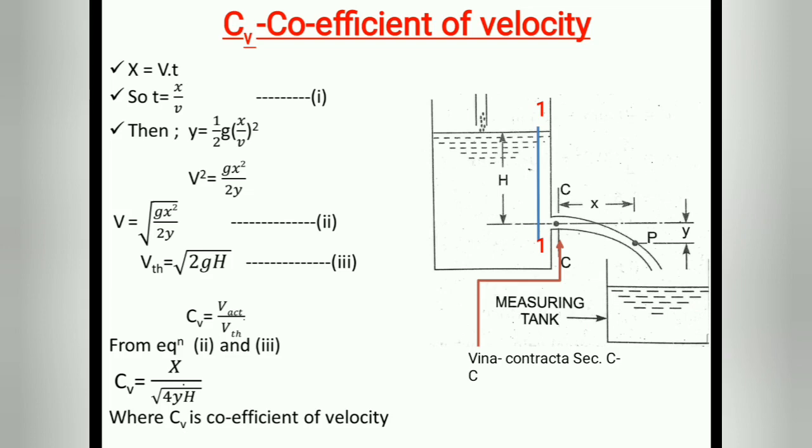Now we know very well, as we discussed earlier, the v theoretical is under root 2gh. So v actual is equal to under root gx square upon 2y, and the v theoretical is under root 2gh. Using these two equations, we can calculate the coefficient of velocity. The coefficient of velocity is the ratio of actual velocity to theoretical velocity of fluid particles. So Cv is equal to v actual upon v theoretical. Putting the values of v actual and v theoretical in the equation and simplifying, we get that Cv is equal to x upon under root 4yh. This is the value of the coefficient of velocity.